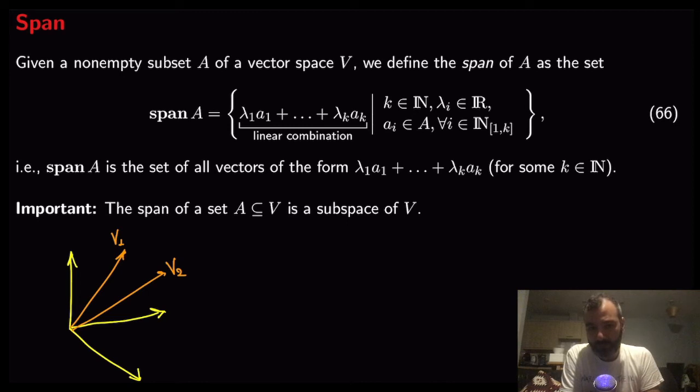The span of V1 and V2 is the set that contains V1 plus V2, also V1 minus V2, V1 plus 30 V2, 3.8 V1 plus square root of 2 V2, and so on. It contains all linear combinations of V1 and V2. How does this set look? I'll do my best to represent it properly.